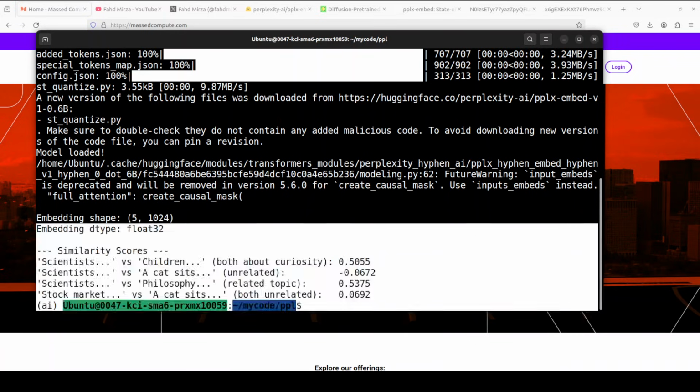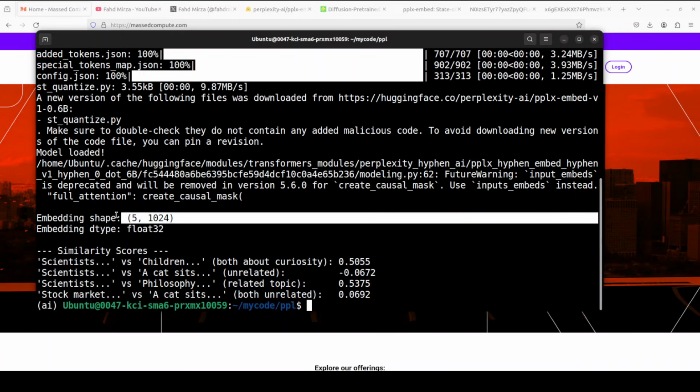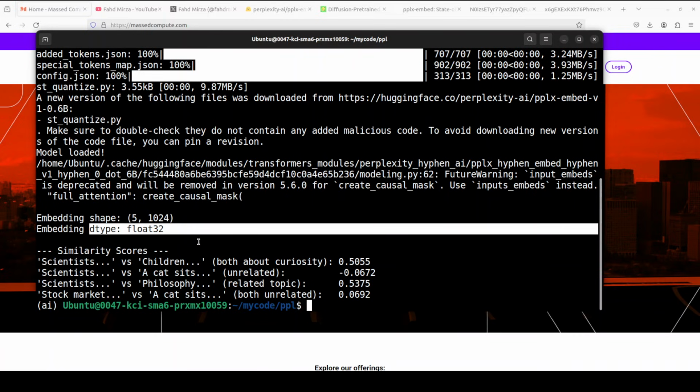So what exactly is this? Embedding shape of 5 and 1024. This confirms that all the 5 sentences were successfully converted into 1024 dimensional vectors. And this is the dtype, the float32.